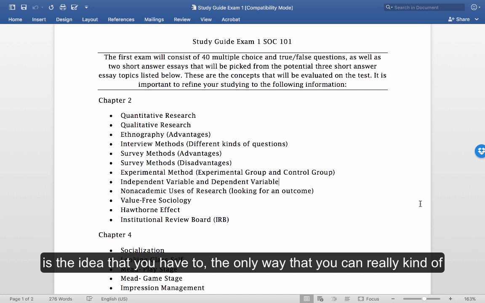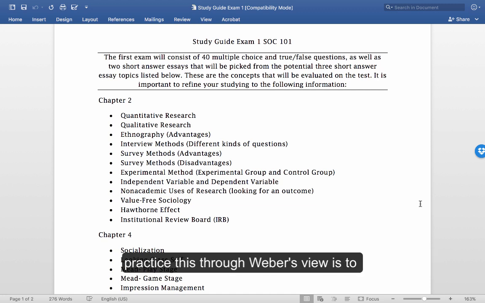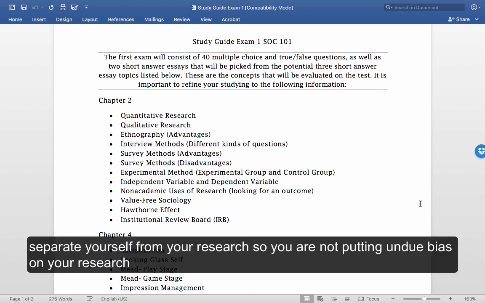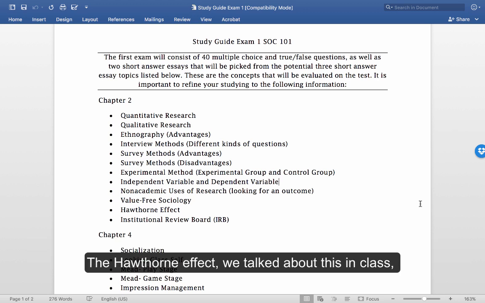Value-free sociology is the idea that the only way that you can really practice this, through Weber's view, is to separate yourself from your research so that you're not putting undue bias on your research.